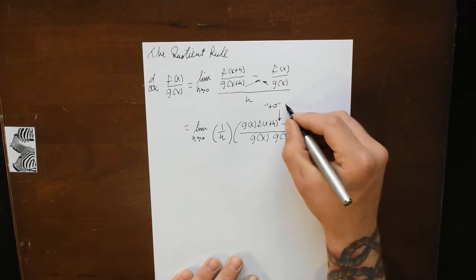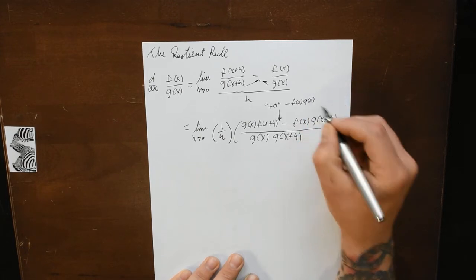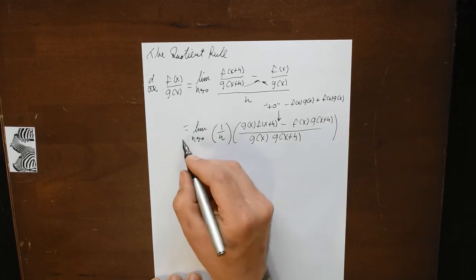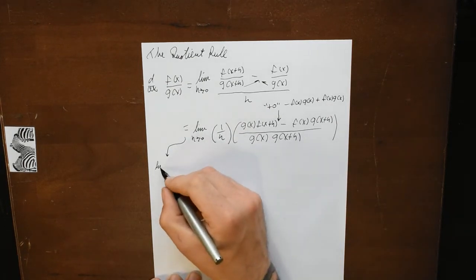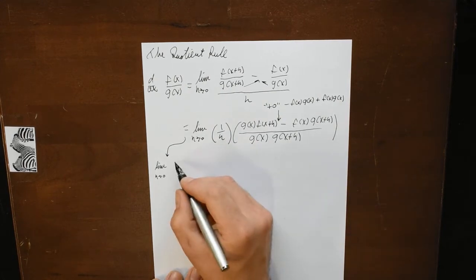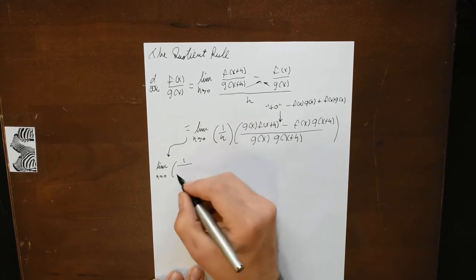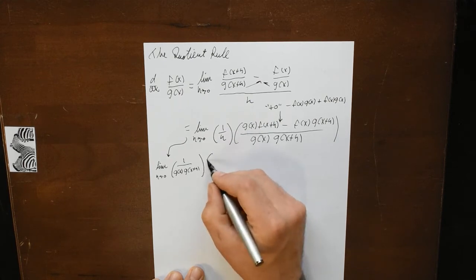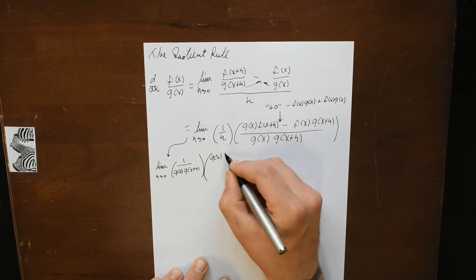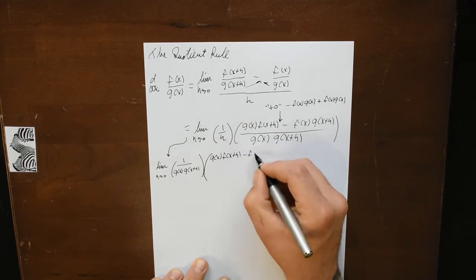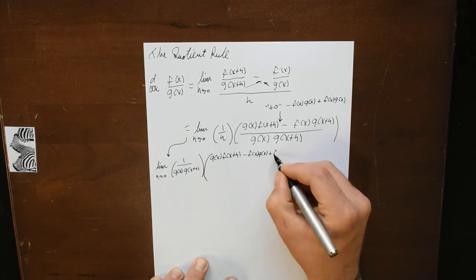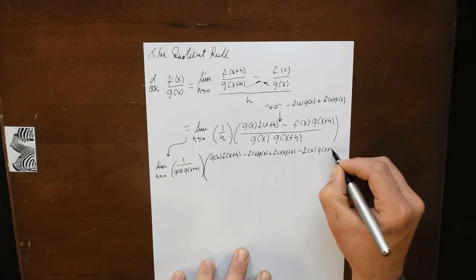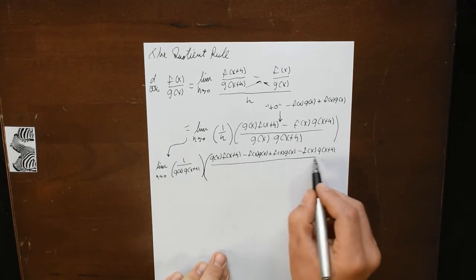What we're going to do is subtract an f of x, g of x, and then add it back very quickly, so as not to change the value in the numerator. Because this gets long, we're going to call this the limit as h goes off to 0. Now what we have is 1 over g of x times g of x plus h, we're just moving that out front, times g of x times f of x plus h minus f of x g of x plus f of x g of x minus f of x g of x plus h all over h.